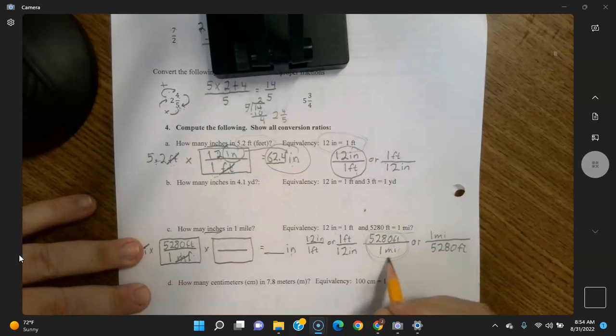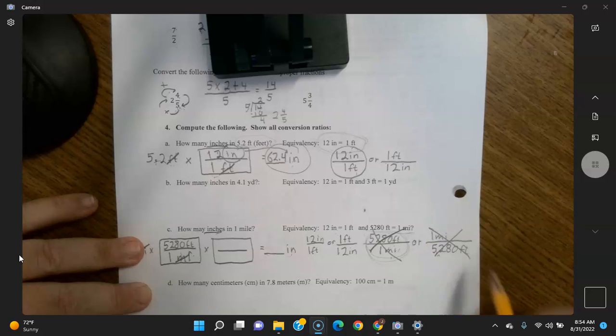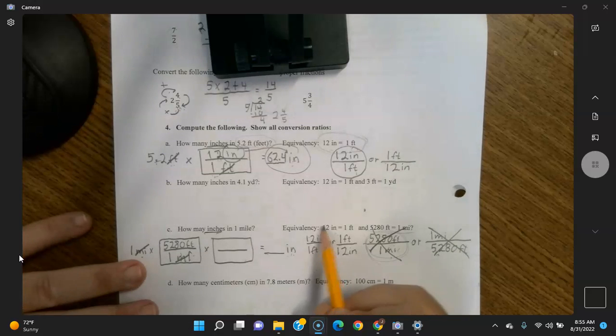Okay, so that means we've used this one. We're done with it. We're also done with its cousin, the other one that relates those two. We're done with that one. We're not going to use that one either. So now we have these 2 left. Which one goes here? Well, we have feet on top, so we're going to need feet on bottom. And we have inches in our final answer, and we need inches on top. So it's going to be this one.